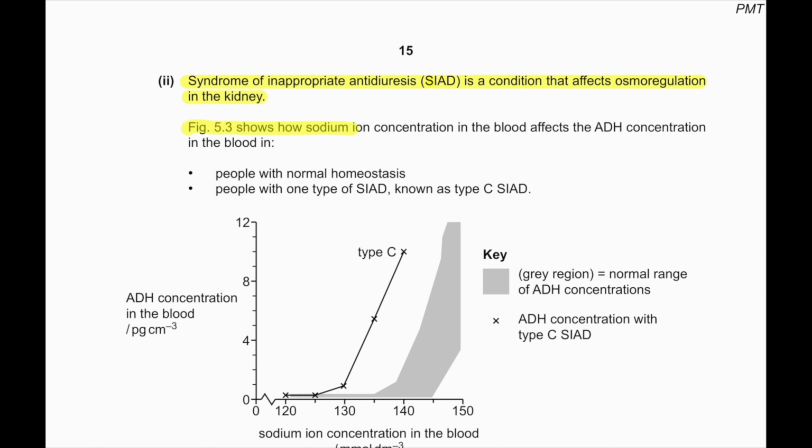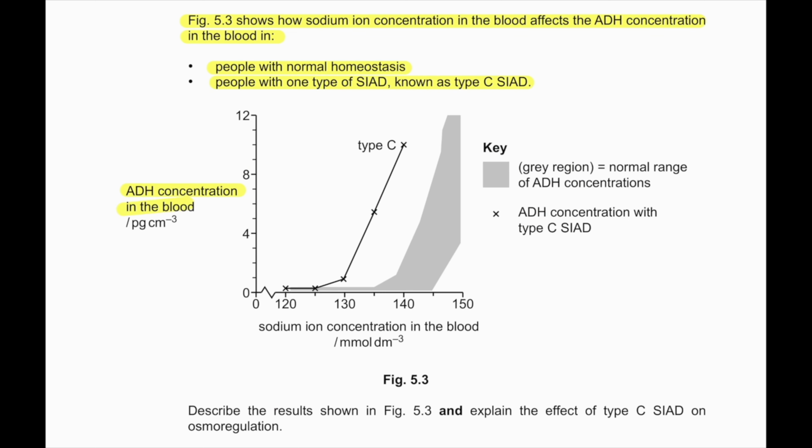Figure 5.3 shows how sodium ion concentration in the blood affects the ADH concentration in the blood in people with normal homeostasis and people with one type of SIAD known as type C SIAD. ADH concentration in the blood is represented in picograms per cm cubed. We can see sodium ion concentration in the blood in millimoles per dm cubed.